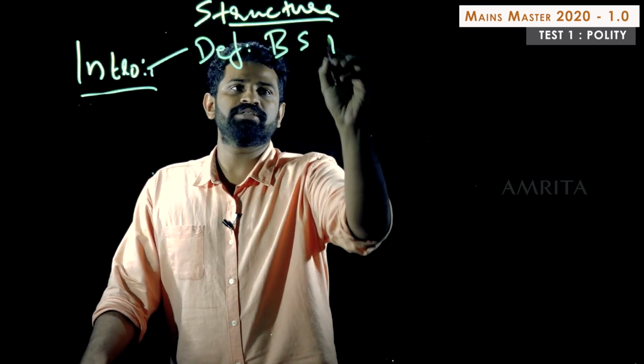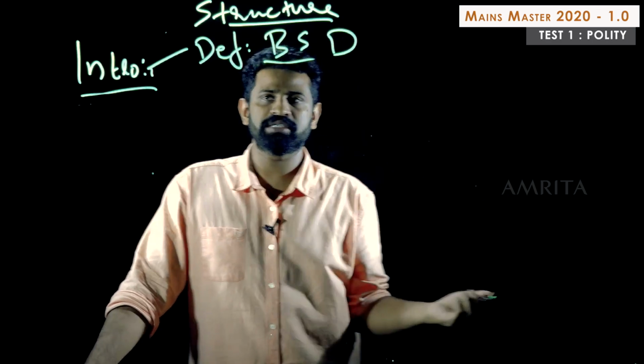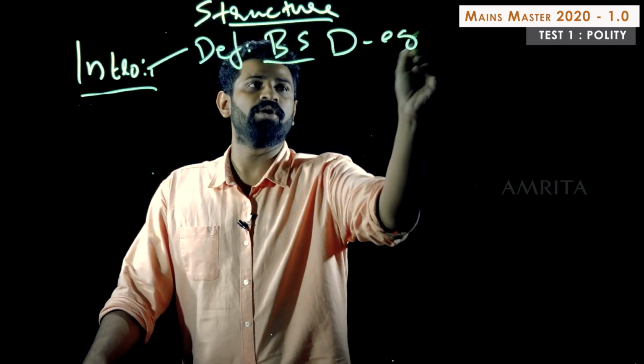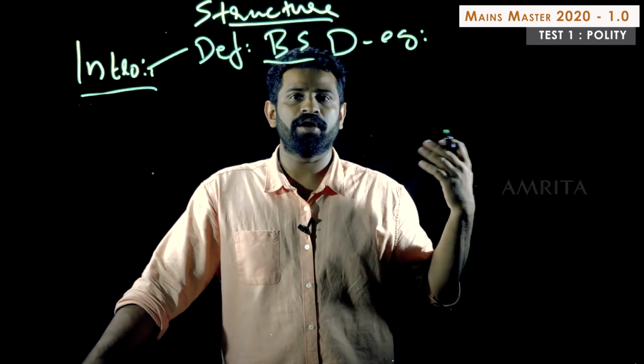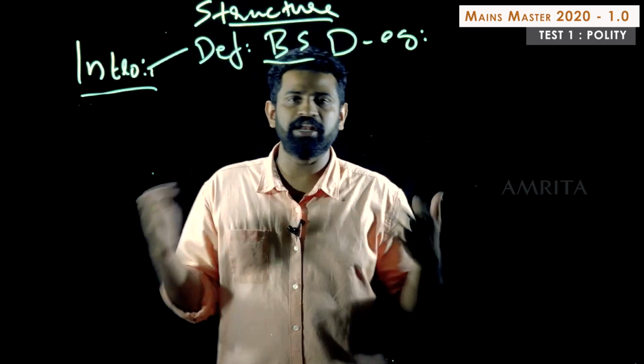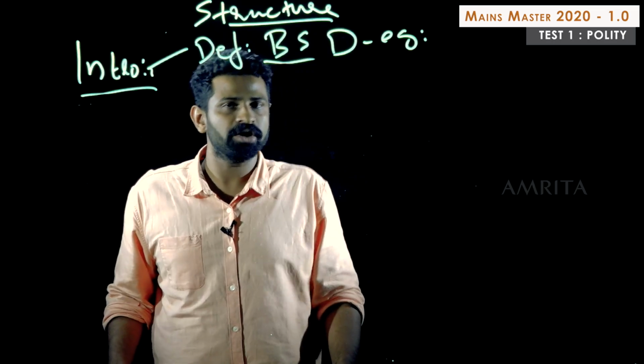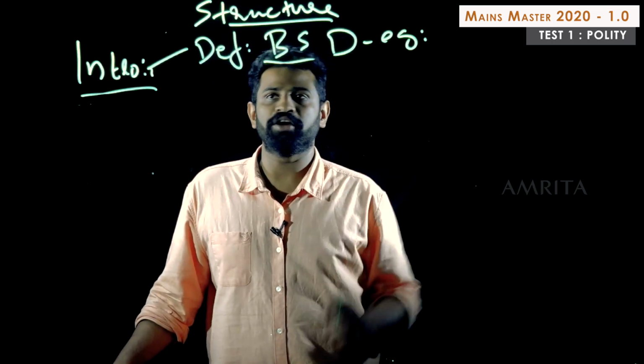Define basic structure doctrine. So that is the first thing you would say. Maybe you could give an example also. For example, once you define, you could say federalism or secularism or judicial independence. Any of this is part of basic structure doctrine. So that makes the first part of your introduction.